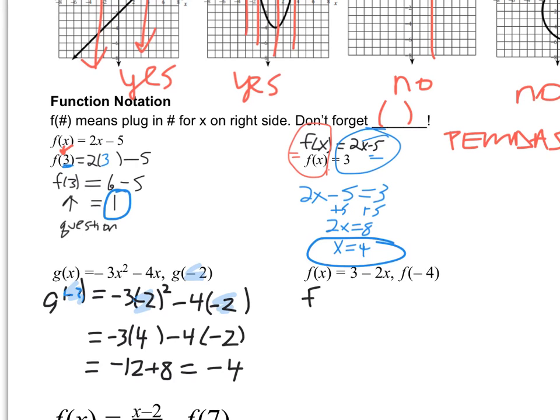I'm going to write the question for the next one underneath the original problem. So f of x equals 3 minus 2x. f of 4 is what I want to find. So what happened? We've replaced x with 4. So what am I going to do on the right side of the equation? I'm going to replace x with 4. Once again, order of operations here matters. I have to do the multiplication first. So negative 2 times 4 is negative 8, and 3 minus 8 is negative 5.